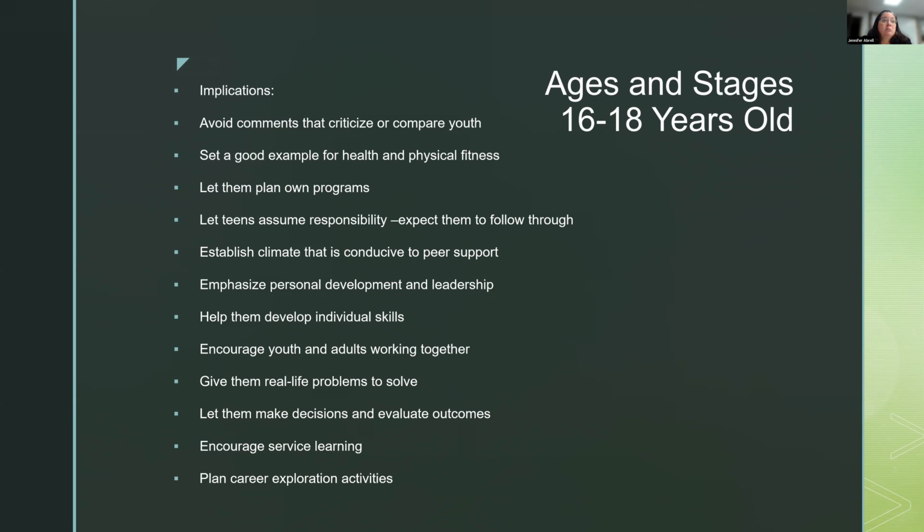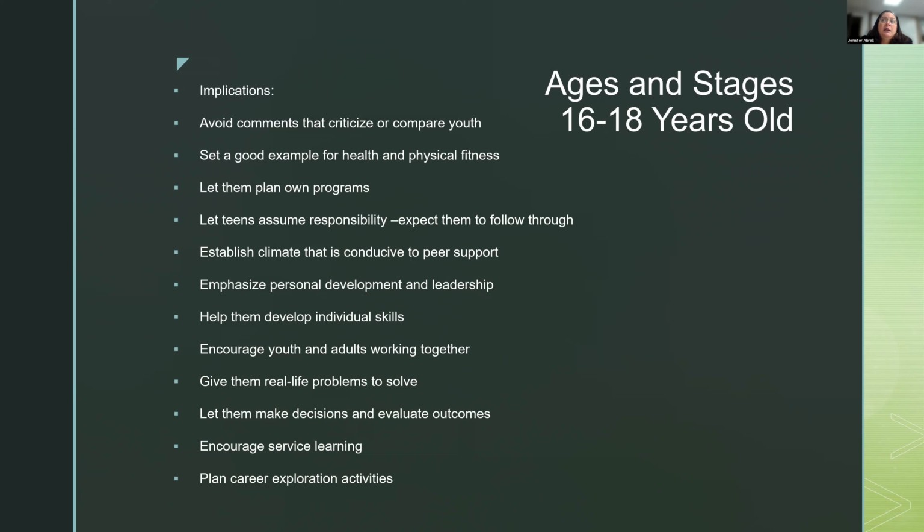Do they always? No, they don't. But we need to expect that, and we need to encourage that, and we need to try to support them following through on that, but not do it for them, right? And establish that climate that's conducive to peer support.